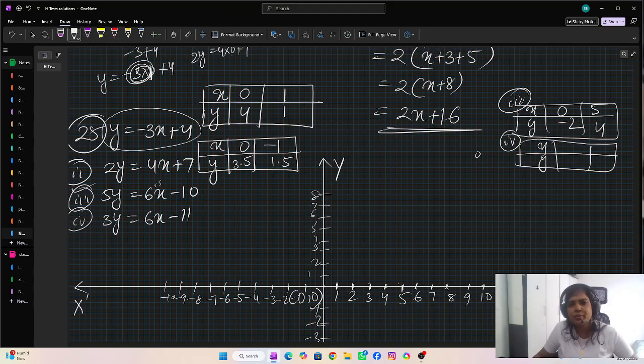Always 0 and 1 are better, but in this case a fraction comes when you take 0 and 1. So think of any new number, a whole number, so you can find it on the graph easily. Let's go for the last part of the equation: 3y = 6x - 11.